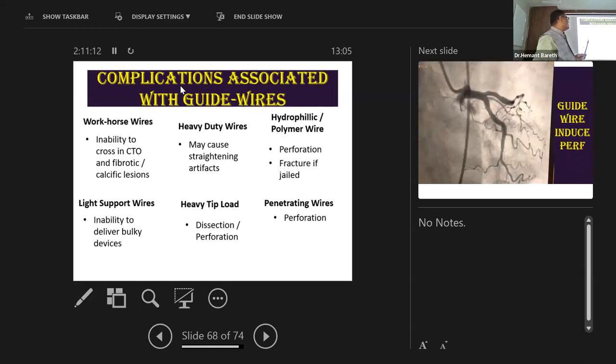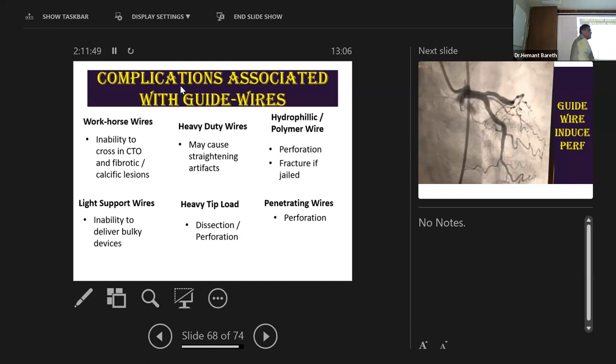So what are the complications associated with guidewires? Workhorse wires, the major complication is that you are unsuccessful. Normally it's a soft wire, lower tip load, lower lateral support, so not much of a pushy wire. So the most problem is that you may fail in your procedure. But the heavy duty wire can cause the straightening artifacts I showed you. And I will show you one more straightening artifact, especially in tortuous lesions. You will see those straightening artifacts, and they can even cause symptoms.